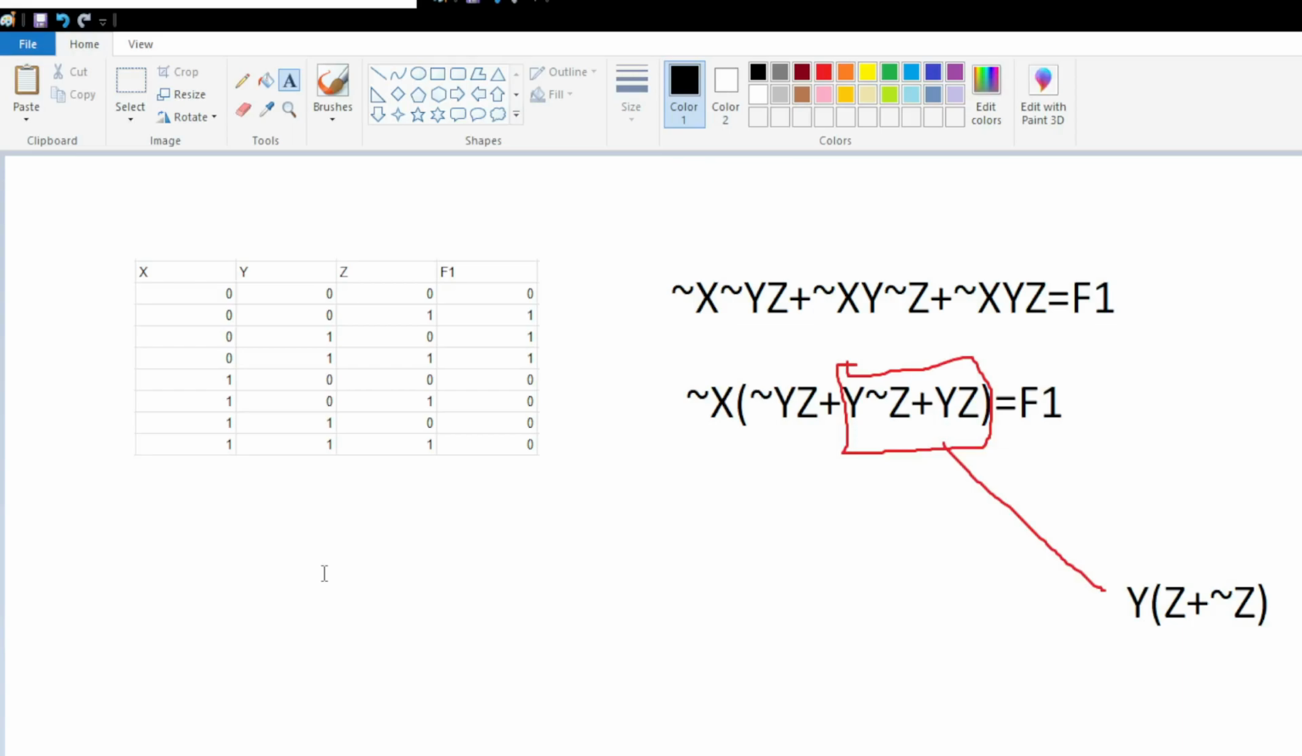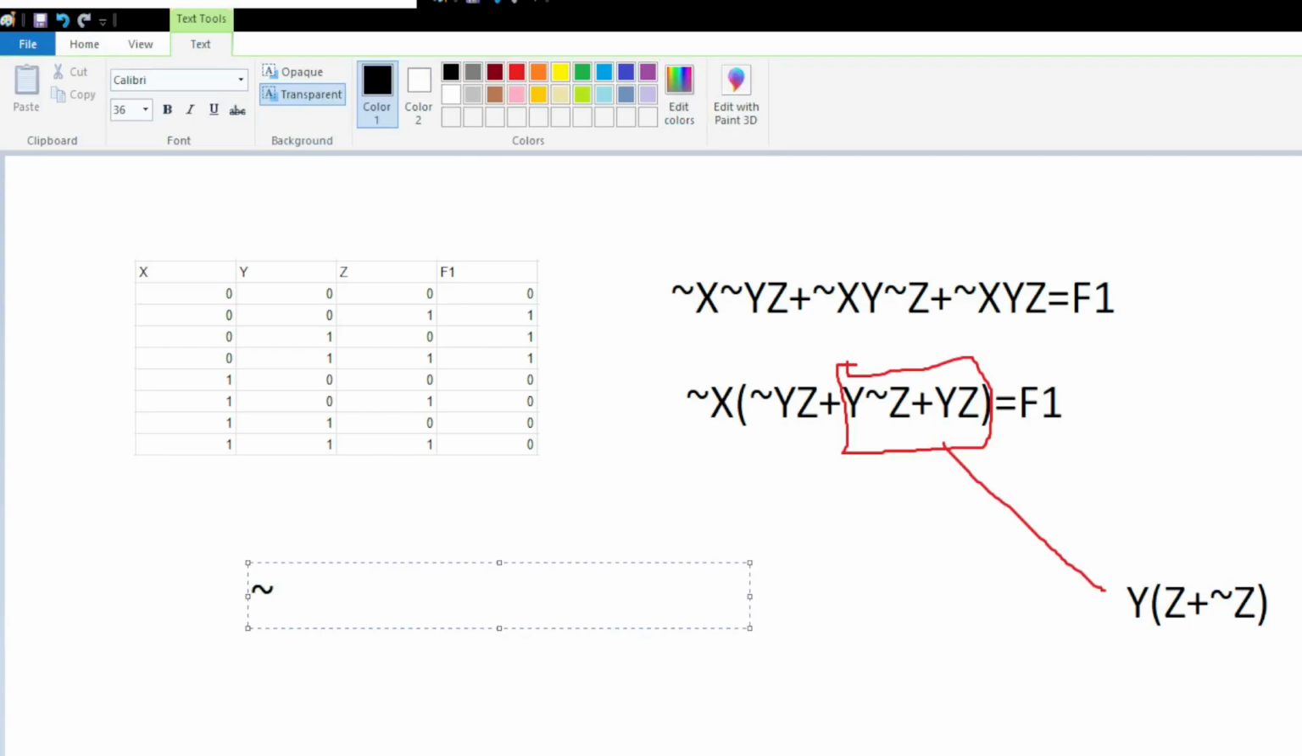George Boole? Well, not only did he make Boolean algebra, but he also made a bunch of theorems for it as well. And the first theorem we're going to apply is the complement theorem. It states that not x plus x is equal to 1.